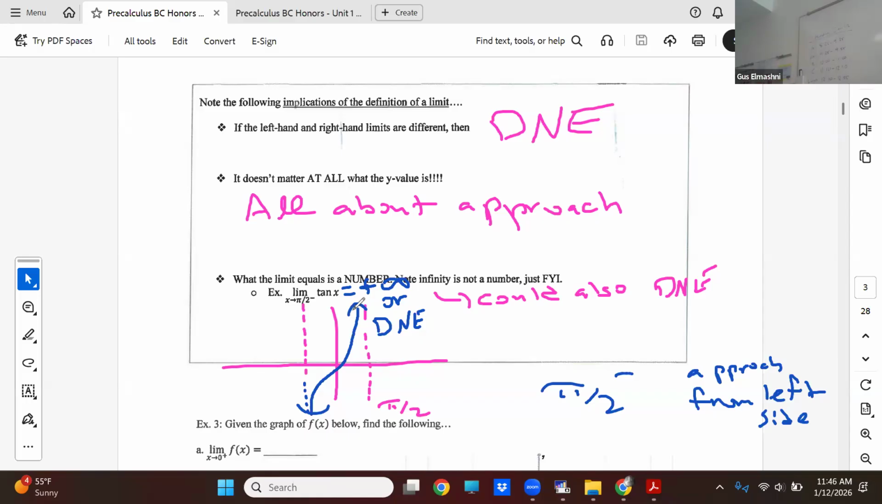Because you have the superscript minus. Pi over 2 minus, it needs to come from the left side. The values of x are less than pi over 2. That's why you gotta pay careful attention to the tiny details. That's why attention to detail is so crucial in this class, in calculus in general. We got plenty more to practice.